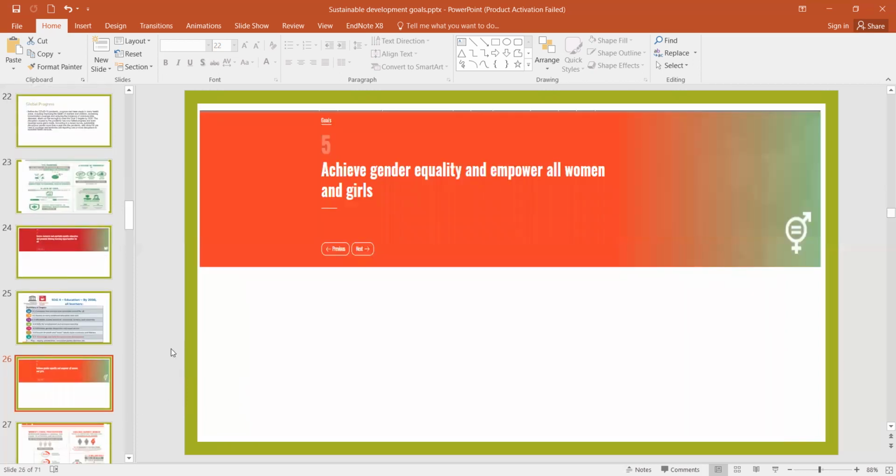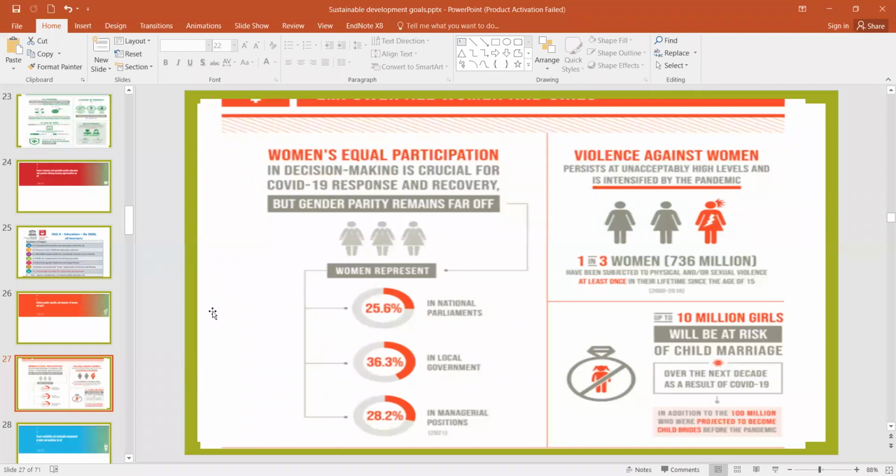SDG number 5: achieve gender equality and empower all women and girls. Women's equal participation in decision making is crucial for COVID-19 response and recovery. Women represent 25.6% in national parliaments, 36.3% in local government, and 28.2% in managerial positions, and violence against women persists at unexpectedly high levels and is intensified by the pandemic.